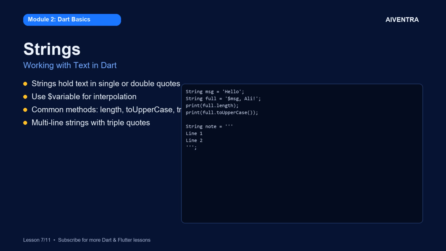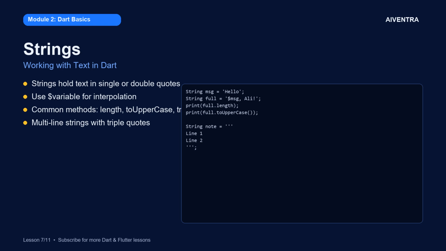Strings also come with useful methods. Length tells you how many characters are in the string. toUpperCase and toLowerCase change letter casing. Trim removes extra spaces from the beginning and end, which is very helpful when validating user input. Contains checks whether a substring exists, and split breaks text into parts, such as separating words in a sentence.